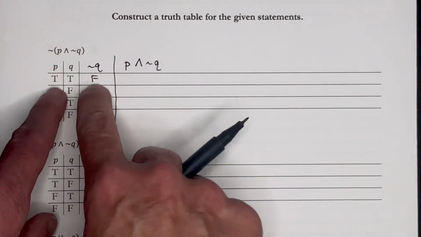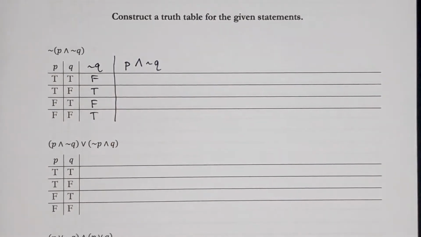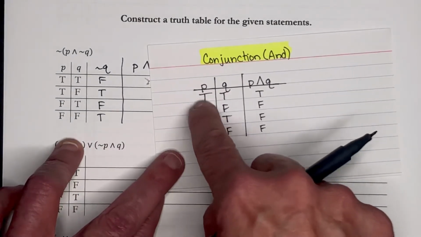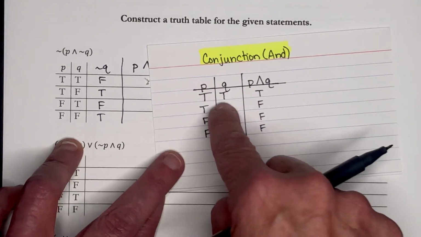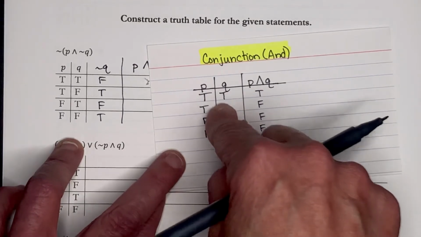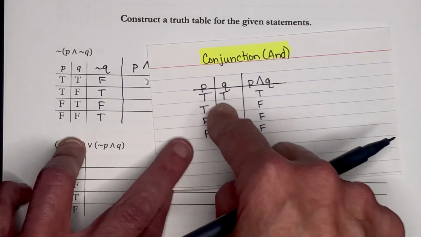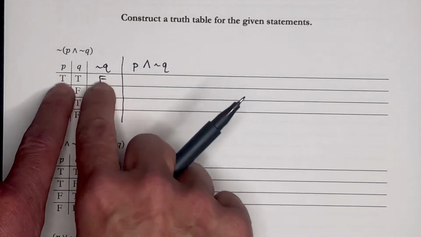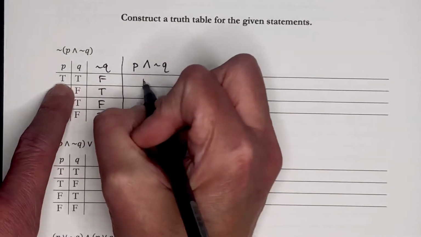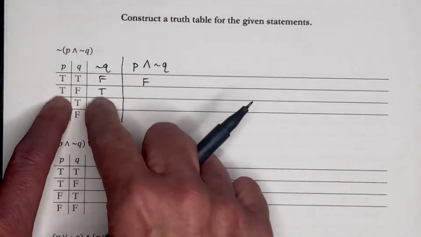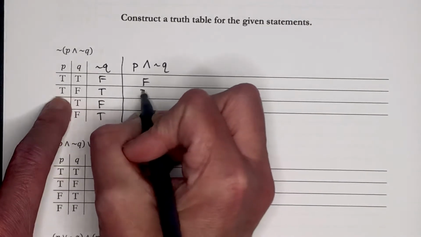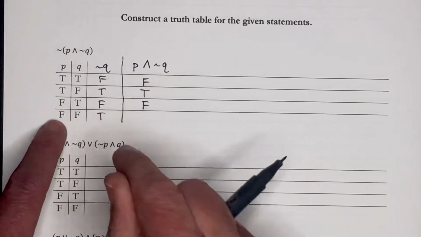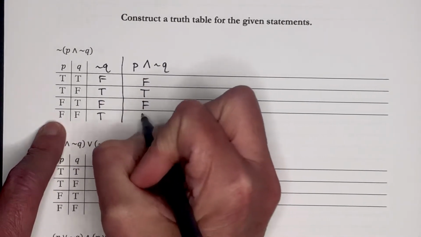So I'm going to and these two columns. Remember, on the conjunction, the only time it is true is if both parts are true. Any other time, it's false. If there's a false in an and statement at all, your overall statement is false. So comparing these two, true and false, that's going to be false. True and true, that one is true. False and false is false. False and true is false.